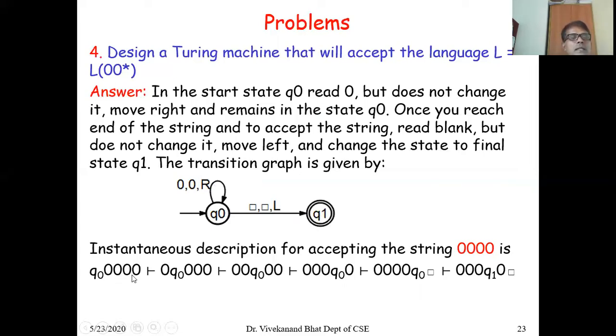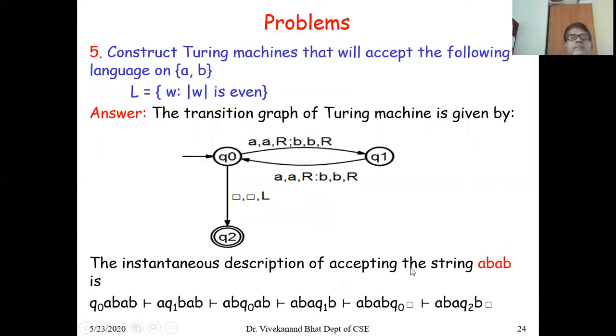For the input string 0000, Q0 points to the first 0, replaces 0 by 0, and moves right. It will keep moving right until it encounters the blank symbol. Once it reads blank, it replaces blank by blank and moves left. So it will enter the final state. The string will be accepted.